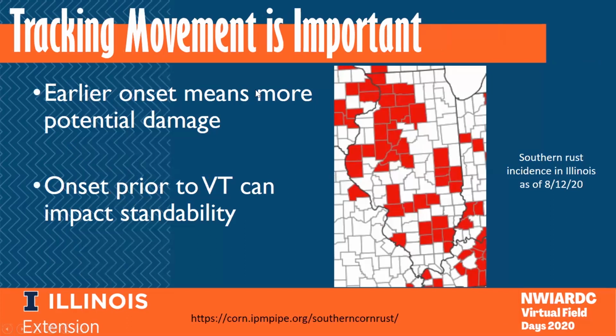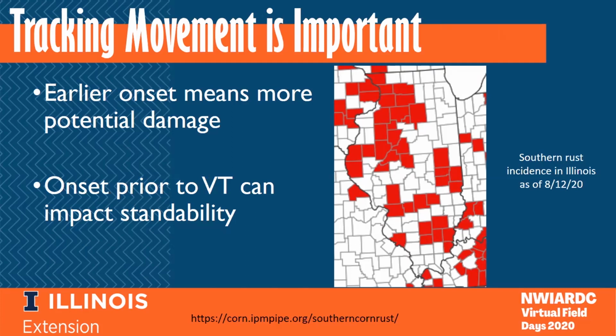So tracking movement with this disease is very important, and that's because this disease does not overwinter in Illinois. It actually overwinters in Central America and blows into this region as the growing season occurs. And the earlier it arrives in the southern states, usually that means if we catch a tropical storm, we catch some weather, it's going to blow up here. And the earlier it arrives, the more potential yield impact it can have.